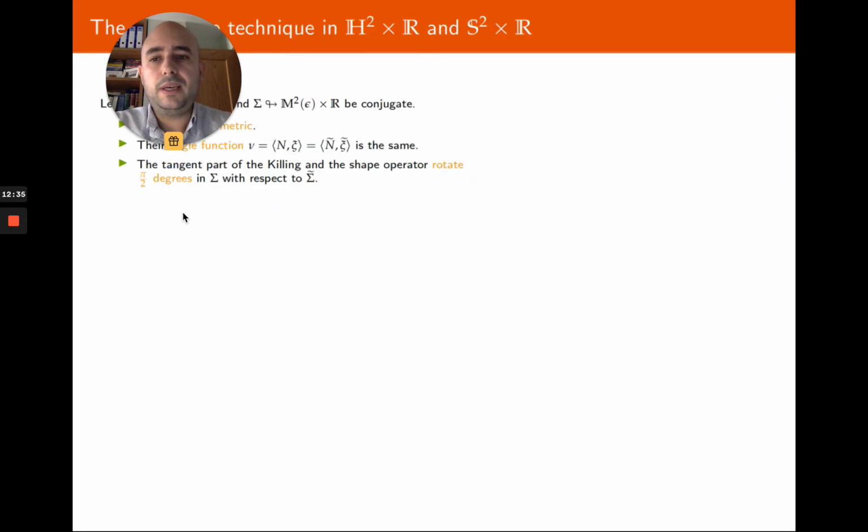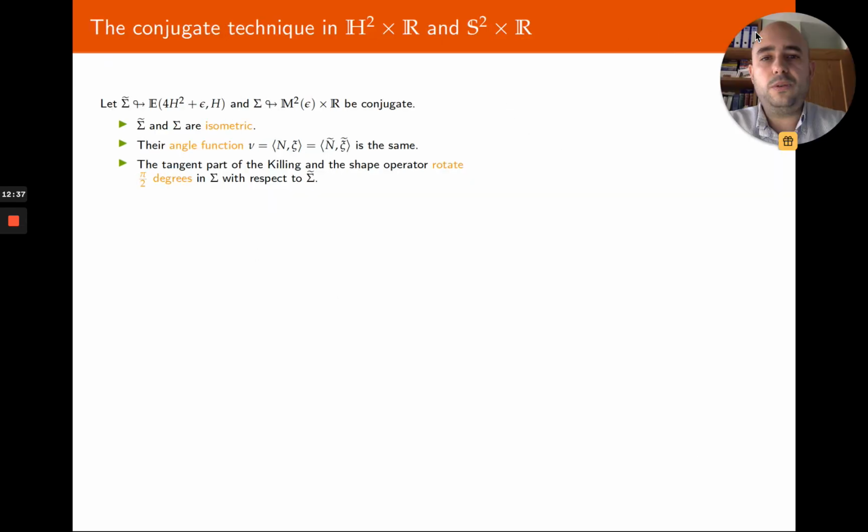Well, just to finish the generalities of the conjugation, I will try to explain how to use the isometries and the geodesic components of the boundary to produce complete H surfaces in any product space.